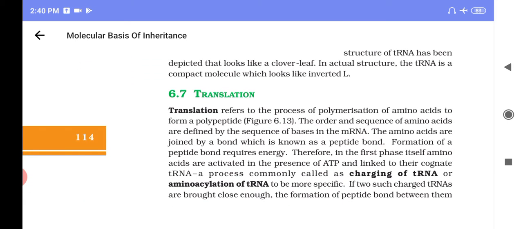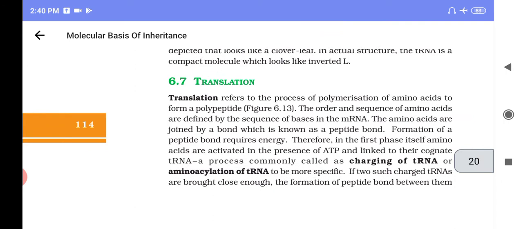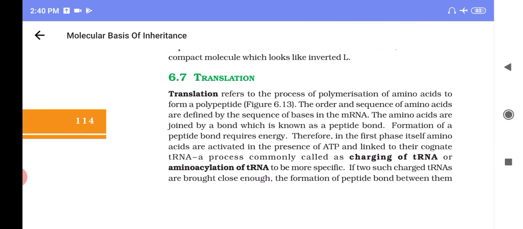Translation refers to the process of polymerization of amino acids to form a polypeptide. The order of the sequence of amino acids is defined by the sequence of bases in the mRNA. The amino acids are joined by a bond which is known as a peptide bond. Formation of a peptide bond requires energy.